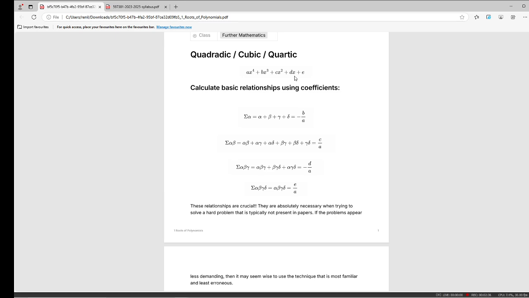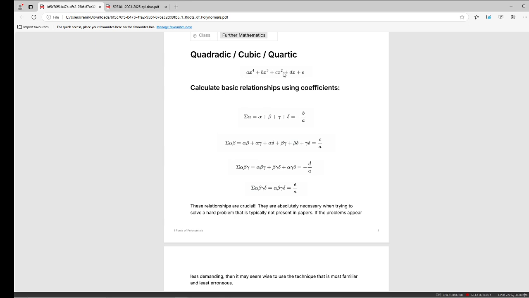This is the basics that you need to know about what the questions are going to ask about. Now the next part is to understand the basic relationships using coefficients as stated in the syllabus. So what is a root of a polynomial? It means that when you have an equation that equates to 0, and you plug in a certain value of x, it's going to yield a y value of 0 if you draw it in the xy plane. That's what they mean by roots of polynomials.